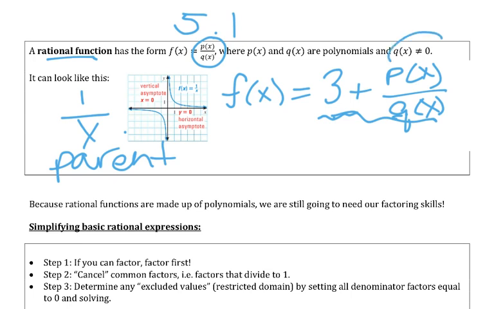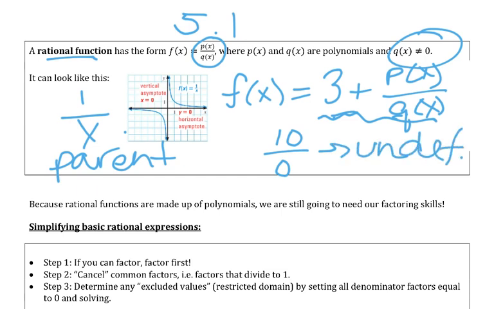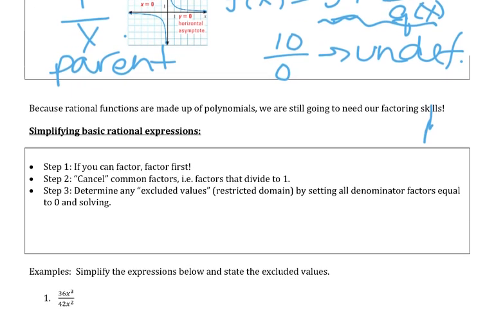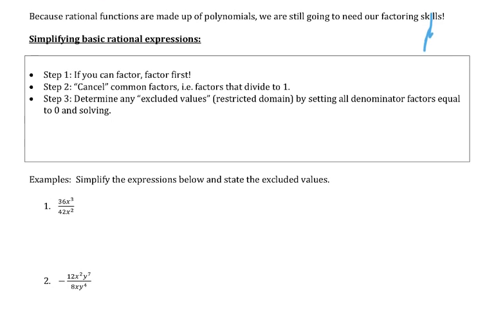The other key part of the definition is that q of x cannot be 0, and that's because anything divided by 0, like 10 divided by 0, is undefined. So we can't have our function be undefined. So we'll be looking for values that make the denominator 0 and excluding them from the domain. So today we're going to start with simplifying and then move to multiplication and division.